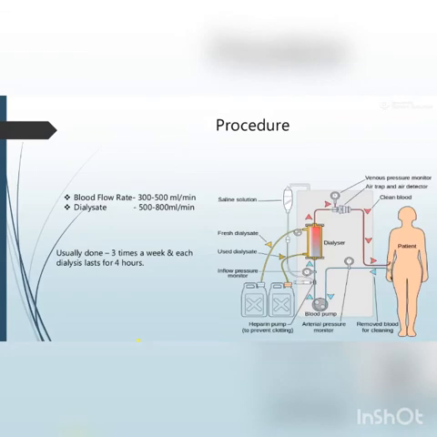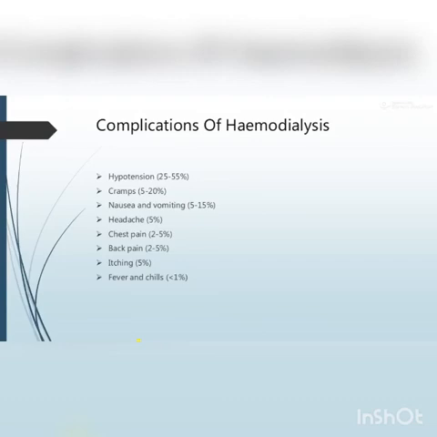Procedure. Blood flow rate is 300 to 500 ml per minute. Dialysate 500 to 800 ml per minute. It is usually done 3 times a week and each dialysis lasts for 4 hours. Complications of hemodialysis: hypotension, cramps, nausea and vomiting, headache, chest pain, back pain, itching, fever and chills.